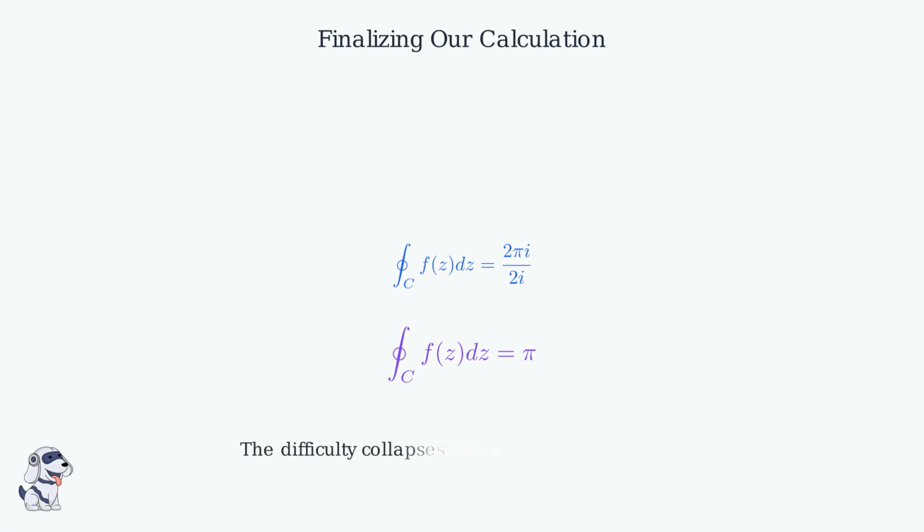We have found the residue at our pole I to be 1 divided by 2I. Now we apply Cauchy's residue theorem, which states the integral equals 2 pi I times the sum of our residues. Substituting our residue into the formula gives us 2 pi I multiplied by 1 over 2I. Watch closely as the imaginary unit I cancels out, along with the factor of 2. We are left with a simple, elegant result, pi. What once seemed like a daunting calculus problem has effectively solved itself through the power of residues.